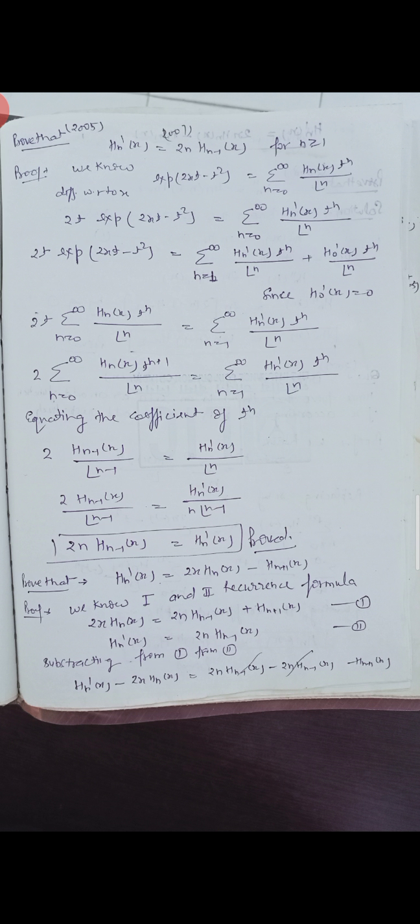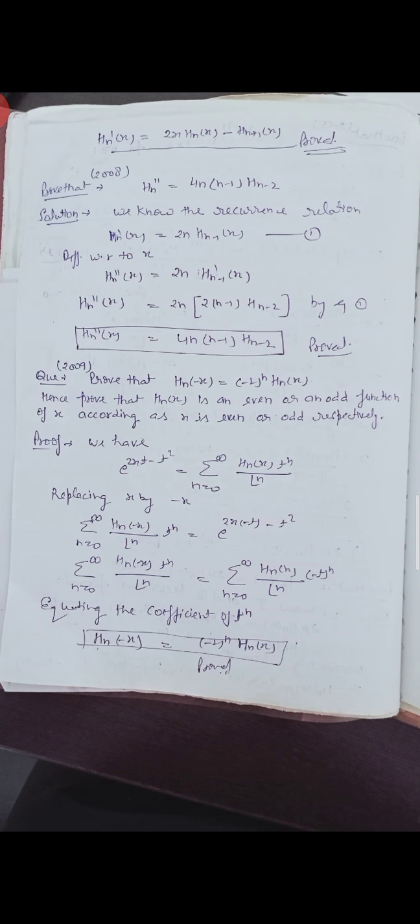Now the next recurrence formula is Hn'(x) = 2x Hn(x) - Hn+1(x). We know the first recurrence formula is 2x Hn(x) = 2n Hn-1(x) + Hn+1(x). And the second recurrence formula is Hn'(x) = 2n Hn-1(x). Now subtracting from first, Hn'(x) - 2x Hn(x) = 2n Hn-1(x) - 2n Hn-1(x) - Hn+1(x). This is Hn'(x) = 2x Hn(x) - Hn+1(x).